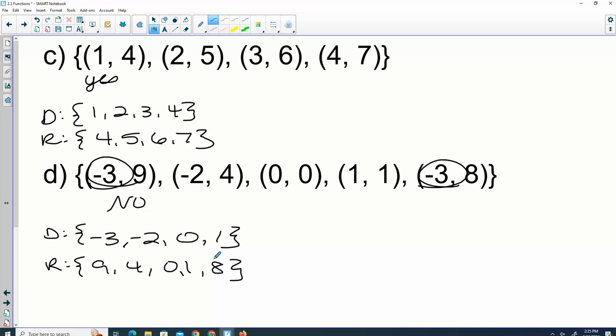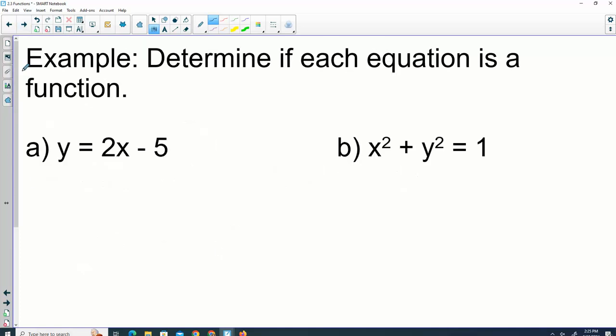Let's take a look at an equation. If I said y equals 2x minus 5, would that be a function? So a function means x doesn't get repeated. If I give you an x value, you can plug it in here and you get one answer out. And you get the same answer every time.